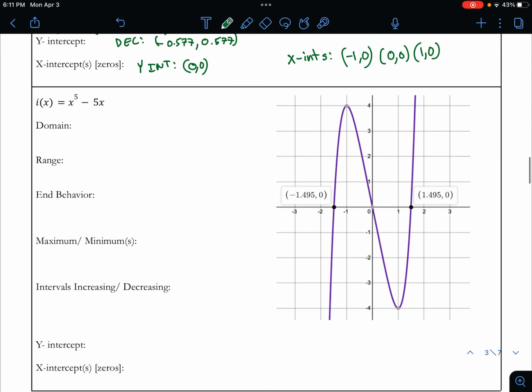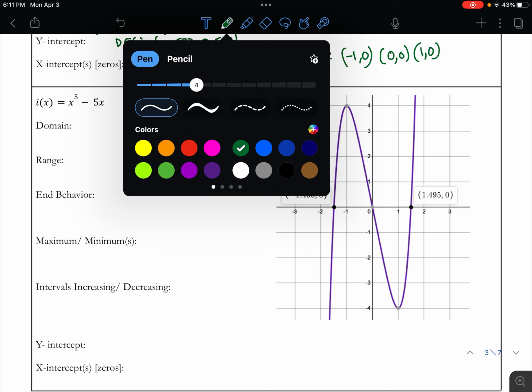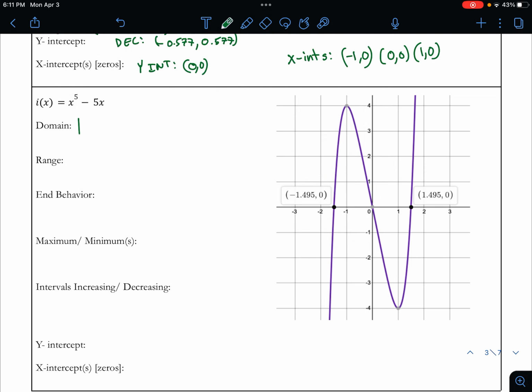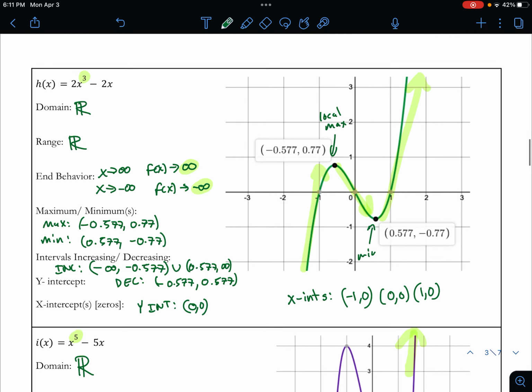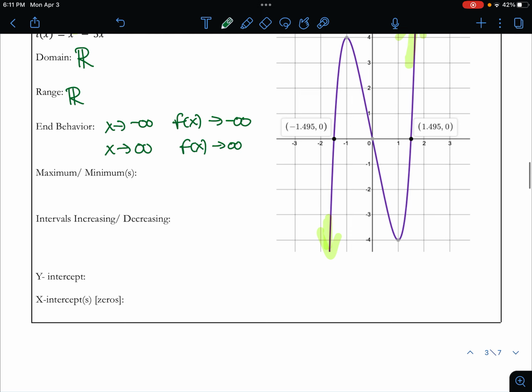Another odd function here, x to the 5th minus 5x. So the domain is all real numbers. Range, it's an odd highest power, so we're going to say all real numbers. End behavior, one side ends up, the other side ends down. So this time we can say as x goes to negative infinity, f of x goes to negative infinity, x goes to positive infinity, f of x goes to positive infinity. Okay, so kind of matches the other one.